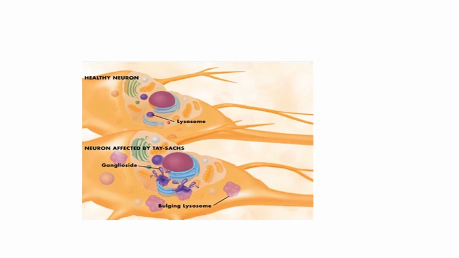Healthy neurons, lysosomes are normal. In a neuron affected by Tay-Sachs disease, gangliosides will be stored, and the bulging lysosomes appear as large structures. As the disease progresses, children with Tay-Sachs disease experience seizures, vision and hearing loss, intellectual disability, and paralysis.